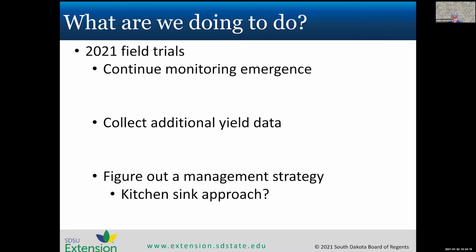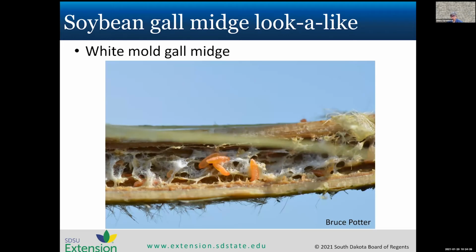We also are hoping to get some yield data this year. We weren't able to in 2020. And then we're trying to figure out a management strategy, and we're getting to a point where the kitchen sink approach, where you throw everything you have at it, might actually come into play, because in some cases this pest really does need to get under control, and in fields where it isn't, it's causing a lot of yield loss. Just a thing to add in, there's more than one gall midge you might find in a soybean field in a season.